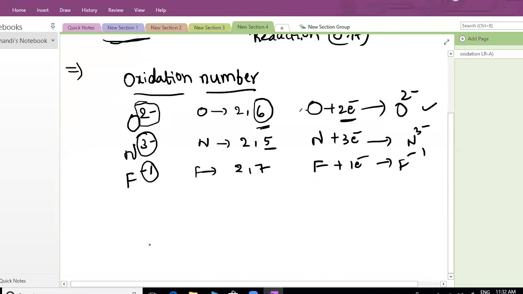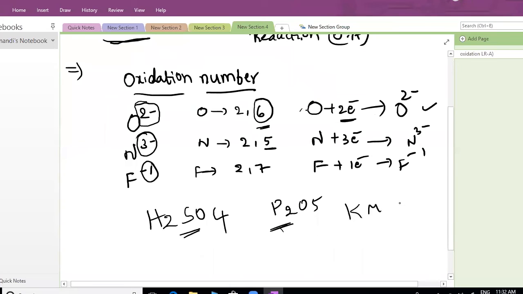For example, H2SO4 is there. How much is the oxidation number of sulfur? P2O5 is there. How much is the oxidation number of phosphorus? KMnO4, what is the oxidation number of Mn? Like this. So to calculate all these things, we have some rules.